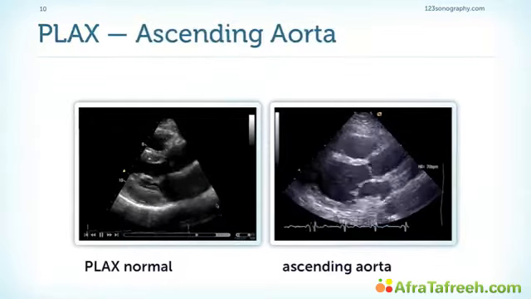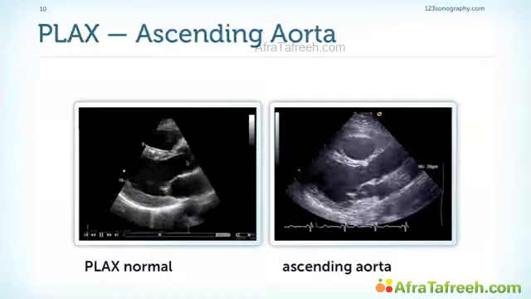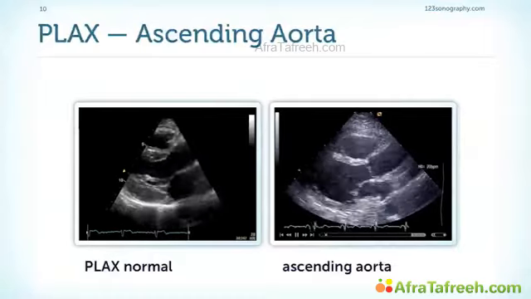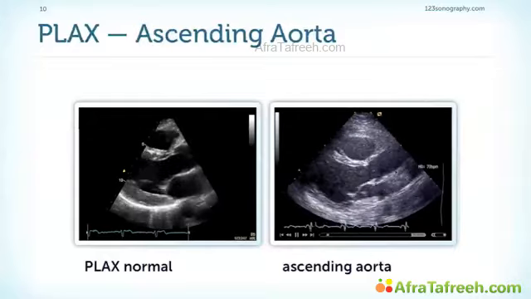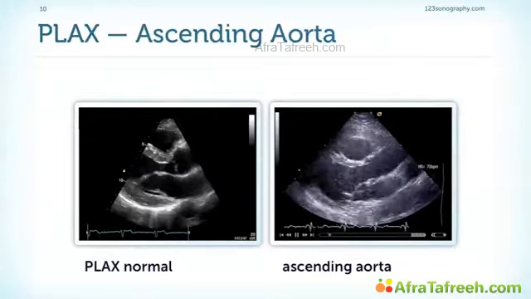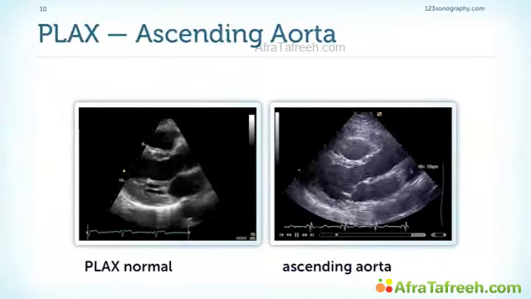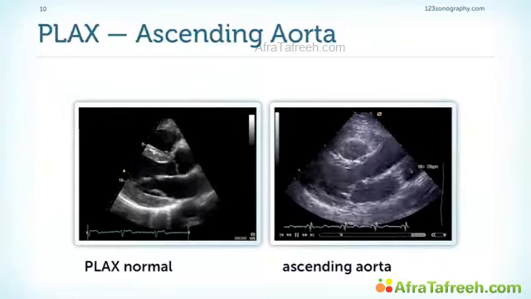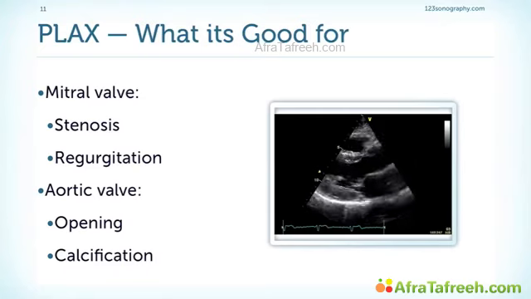The ascending aorta is visible in the parasternal long axis view, but if you want to see more of the aorta, it's sometimes better to move the transducer up one intercostal space, and thereby you see more of the ascending aorta. This is very important, and we'll talk about that more in detail when we describe patients with problems of the ascending aorta. What else can we see in the parasternal long axis view, or what can we assess?